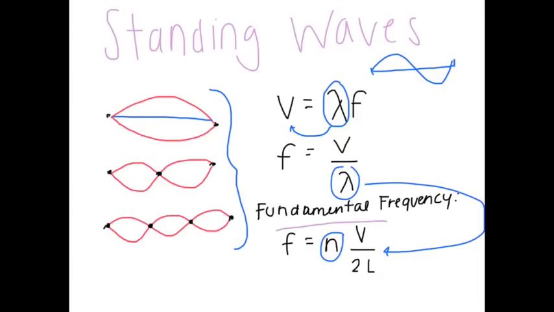We have f equals nv divided by 2L, where L is the length of the string. In addition to strings, fundamental frequencies can also occur in a pipe or an air column with the same equation, where if we have an air column of length L, the fundamental frequency will equal n times velocity over 2L.